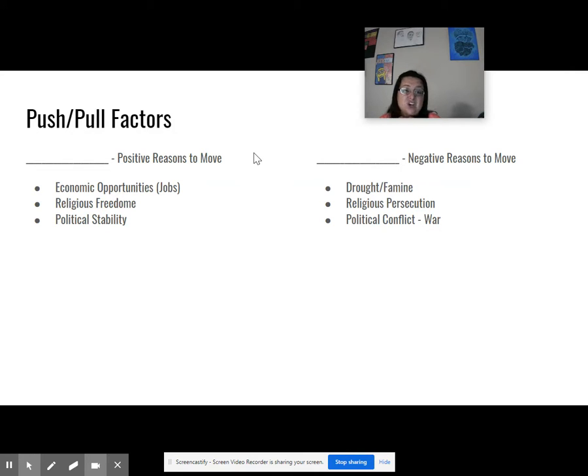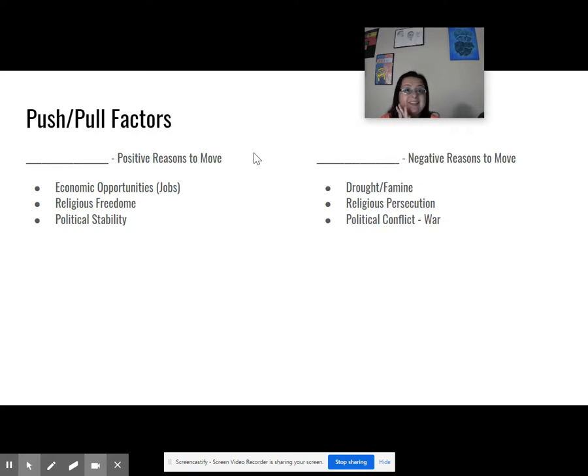If I cannot get a job in my hometown, well then I'm going to go somewhere so I could get a job, so I could support my family, so I could go to the movies when I want, whatever the case is. And the second one is going to be religious freedom. Yeah, it says freedom. Religious freedom is super important for many people. I don't want to be persecuted. I want to live in a place that allows me to be whatever religion I want.